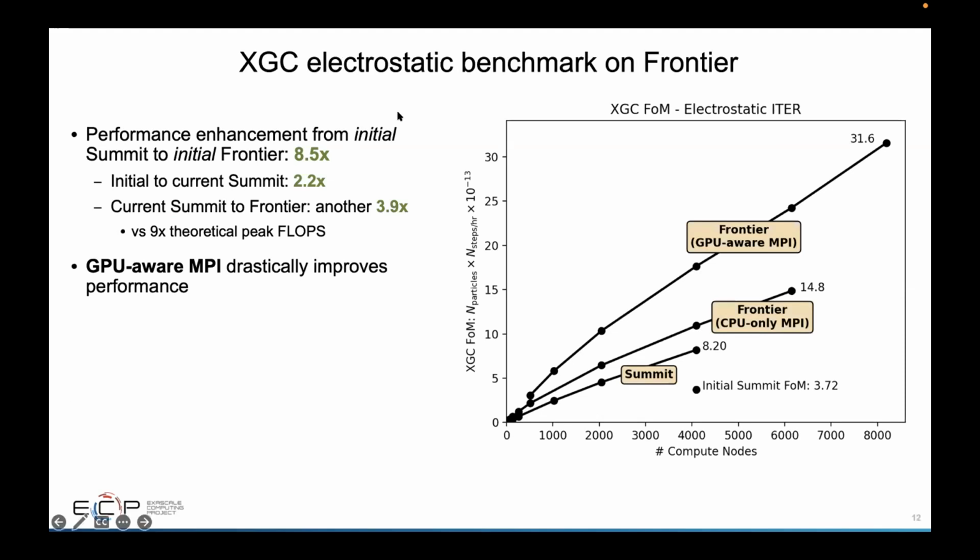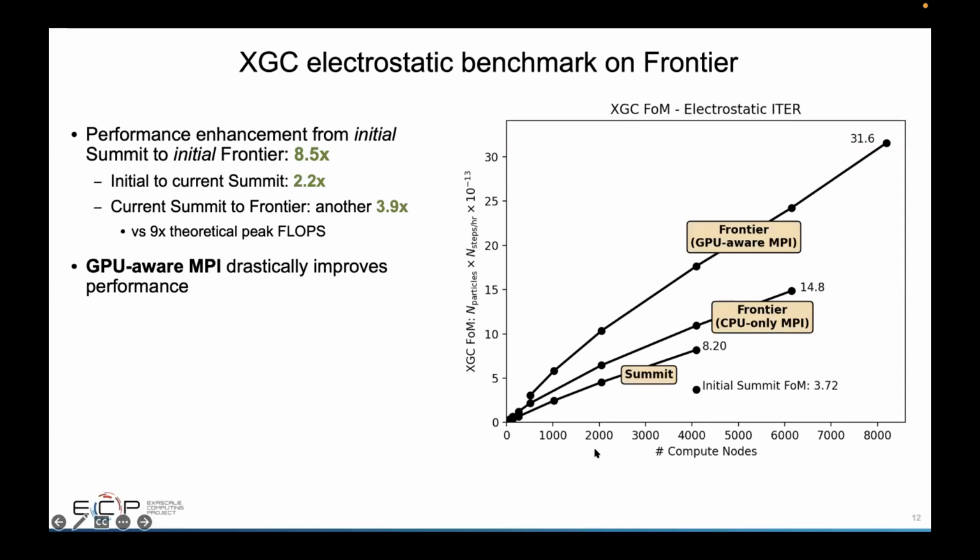So here are results. Everything from here on out is just XGC alone, running here on Frontier. So our performance enhancement from our initial Summit runs to our initial Frontier runs was about 8.5x. That can be subdivided to an improvement just from optimizations, offloading. So on Summit currently, we already got a 2.2x improvement. And then moving from Summit to Frontier was a 3.9x improvement, which is compared to theoretically a 9x increase in flops.